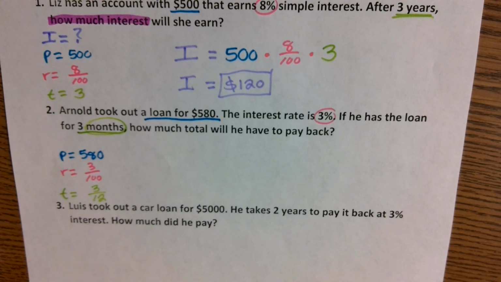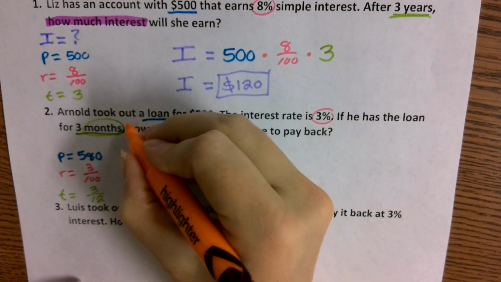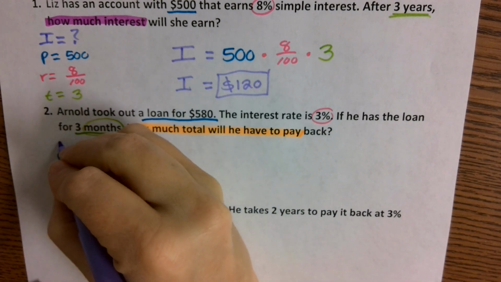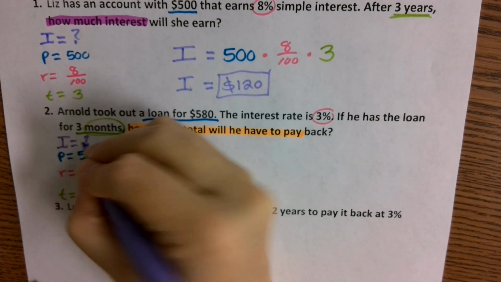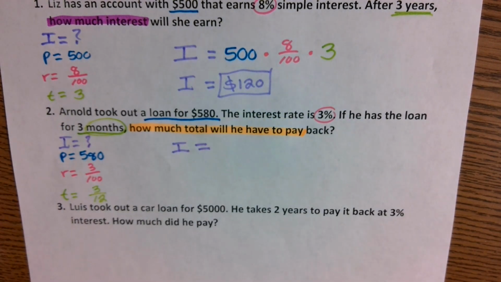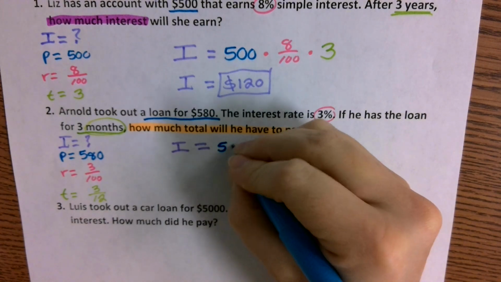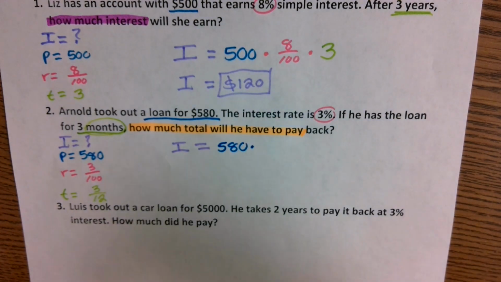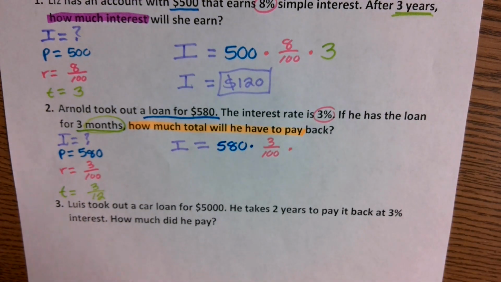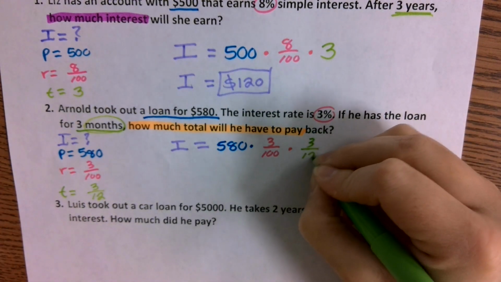Now the question is not just asking for the interest, but it's asking for the total amount. It wants to know how much is the total amount. So notice I'm going to be putting that in my orange because it's not the same thing as the interest. Interest is missing, and then I have to find my total. So I'm first going to find my interest by multiplying my 580 times my rate, 3 over 100, times my years, which is 3 months out of 12.